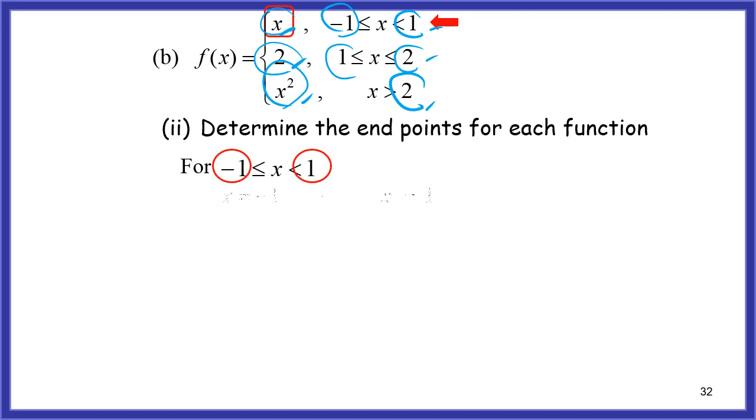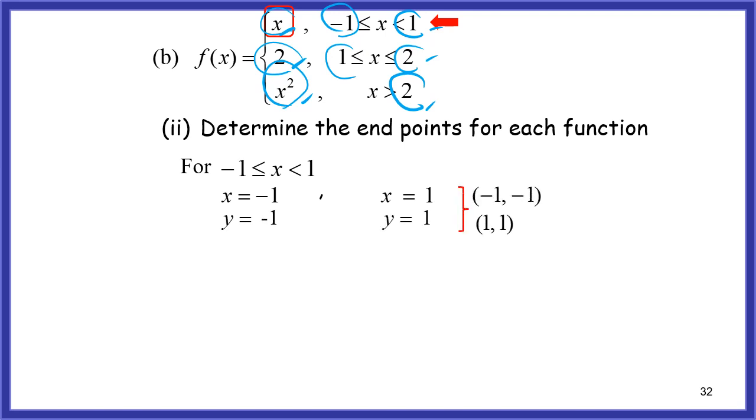For negative 1 and 1, when x equals negative 1 and 1, y equals negative 1 and 1, because it's function x, right? So directly the points are negative 1, negative 1 and 1, 1. And then for the second part, for interval 1 to 2, we have x equal to 1, x equal to 2. The function y is equal to 2, so this is the constant function. It will always be 2 whatever the value of x is.